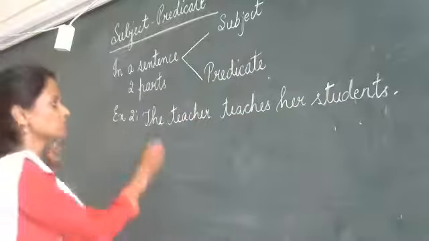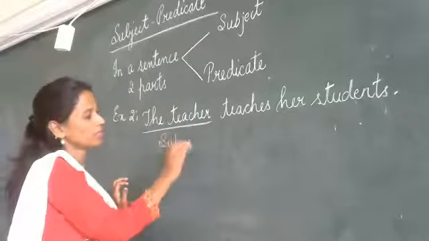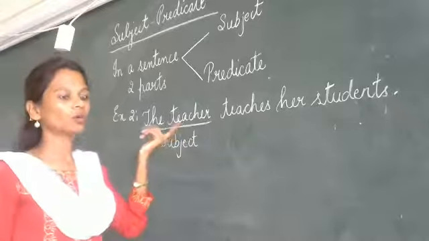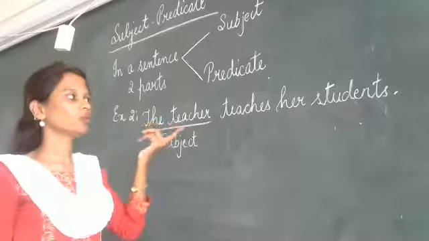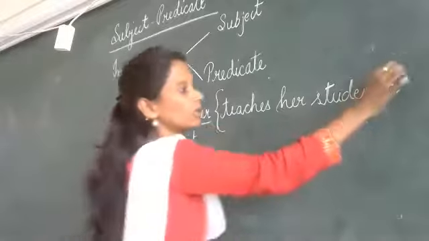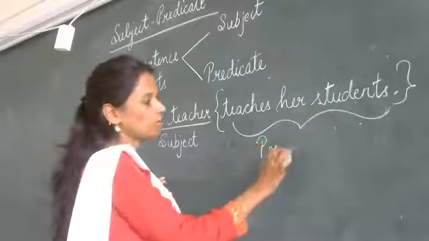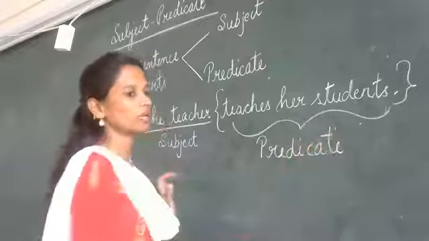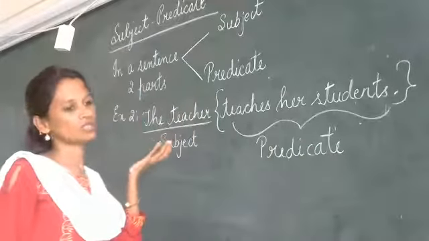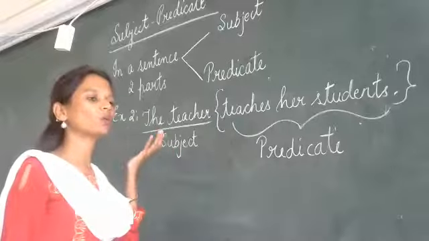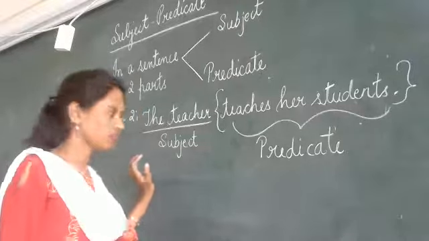Now, who is the subject? The teacher. Yes, the teacher is the subject. Whom are we talking about here? Yes, we are talking about the teacher. What does the teacher do? The teacher teaches her students, so it is the predicate. The predicate tells us what the subject is doing, and the subject tells us whom we are talking about. Is it clear? Yes, ma'am.